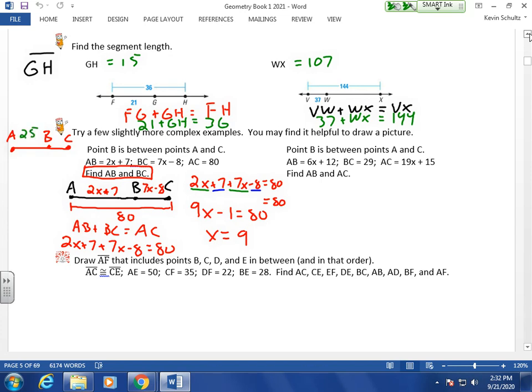Did I put my B in the right spot here to be drawn to scale? Oh, it should actually be closer to A, but that's okay. It was just a sketch. Just a sketch. How about BC? 7x minus 8. What is BC? Yes. 55. What was it? 55. No?